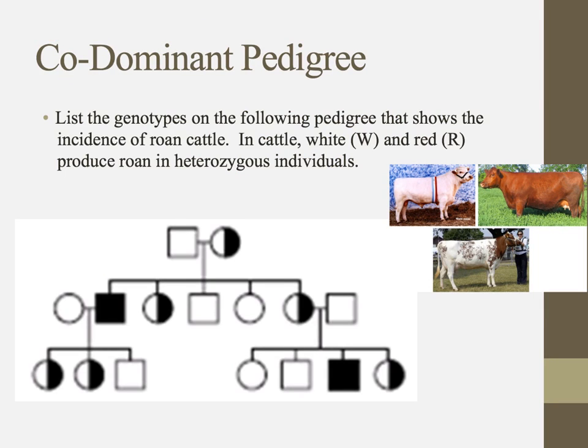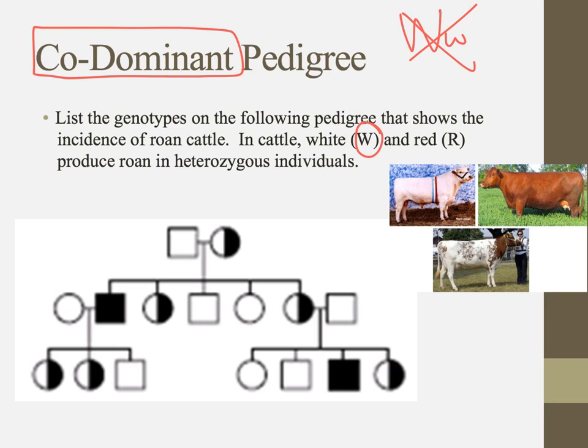All right, now let's take a look at a pedigree that involves genes that are co-dominant. So you're going to notice in co-dominance, we don't use big letters and small letters. We use two different letters because they're both dominant. Okay, so in this particular pedigree, individuals that are completely shaded are going to represent the red cows. So in order to be red, you have to have two big R's, okay? Because if you have one R and one W, you end up with this color called roan.